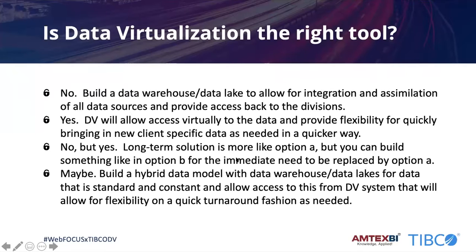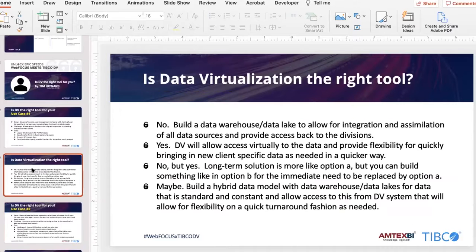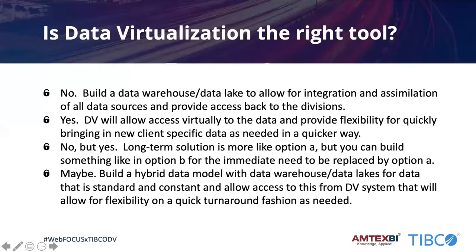I can translate here. So option number 2, yes, DV will allow access, came in first at 46%. Okay, perfect. And then the maybe option D was at 38. Gotcha. No, build a data warehouse was 0%. Yeah, and that means you guys have done your job.